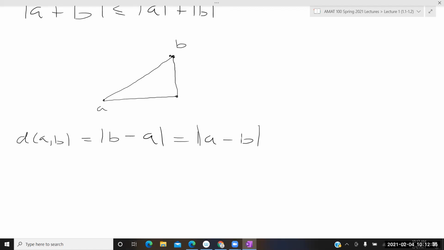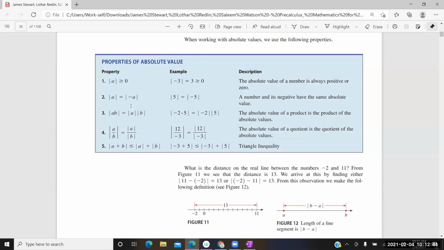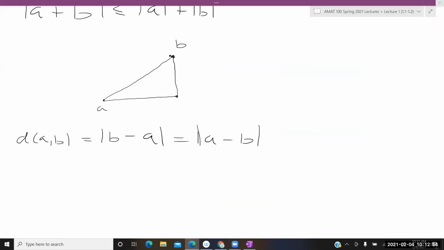And it has to do with property 2 here. The fact that the absolute value of A minus B is the same as the absolute value of B minus A follows from property 2. So that's section 1.1.